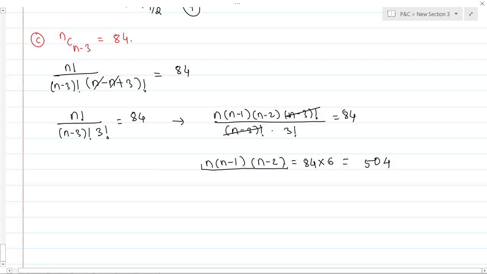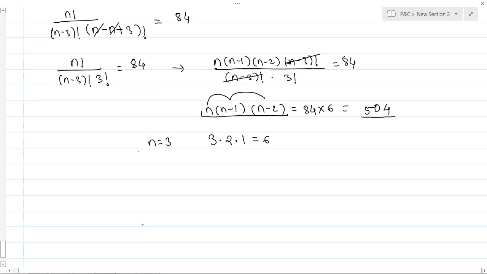n, n minus 1, n minus 2, and the multiplication of these three terms is equals to 504, and these three terms are nothing but consecutive terms. So if I consider n value is equals to 3, n minus 1 becomes 2 and n minus 2 becomes 1. So 3 into 2 into 1 is 6. But I want 504. Okay. So n value cannot be equals to 3.